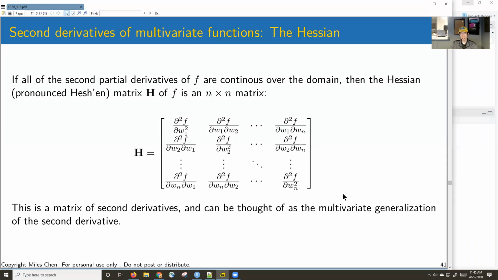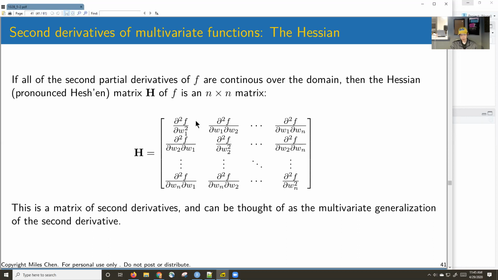We call it the Hessian. If you take all of the second order partial derivatives, then you get the Hessian matrix, which is going to be an n by n matrix. We kind of remember this. This is a matrix of second order derivatives, and you can think of it as the multivariate generalization of the second derivative.